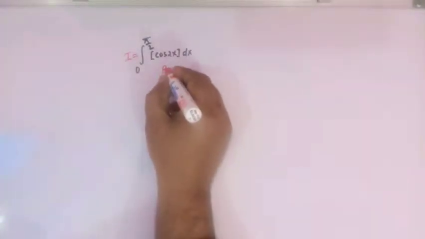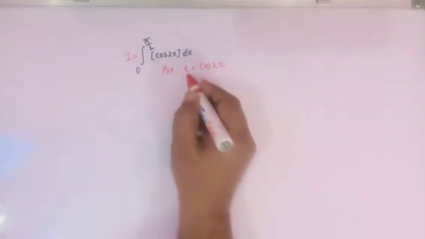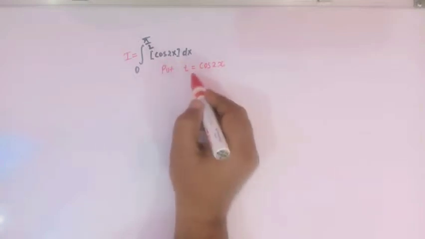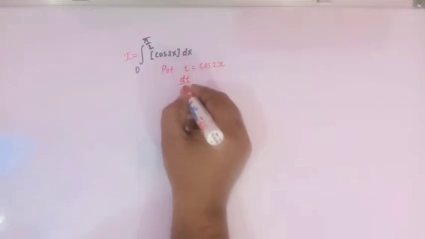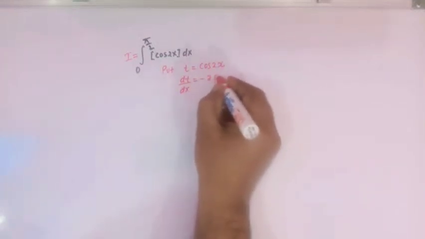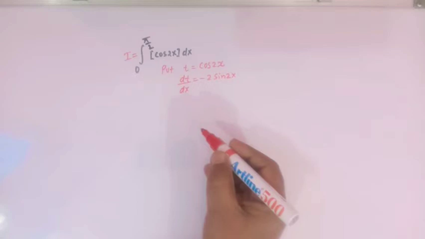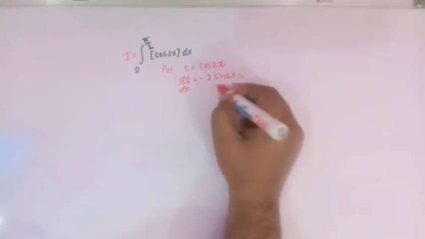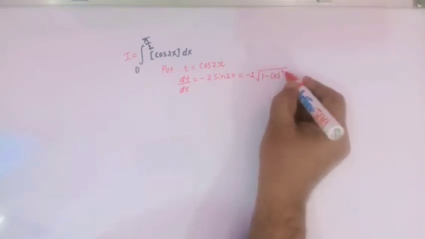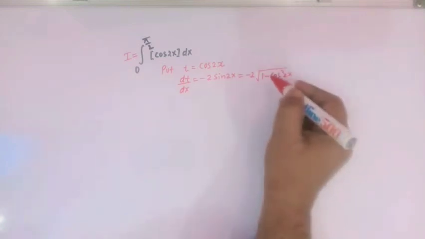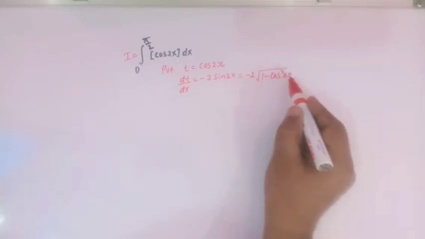So let us put t equal to cos 2x. Here we are making the substitution cos 2x = t. Now dt over dx is equal to minus 2 sine 2x. The derivative of cos 2x is minus 2 sine 2x. Now sine 2x can be written as square root of 1 minus cos square 2x. This is the identity.